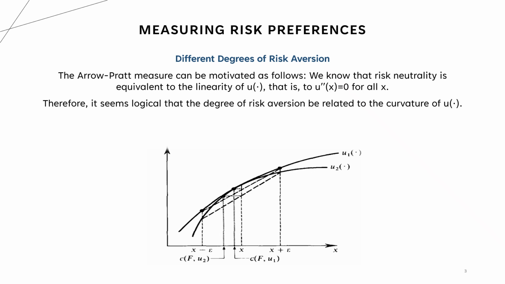Now let's look at how different levels of risk aversion are represented. So the Arrow-Pratt measure is tied to the curvature of a person's utility function. The more curved the function, the more risk averse the person is. This graph illustrates how the degree of risk aversion increases as the utility curve becomes steeper. So if the utility function is straight, the person is risk neutral, meaning they don't care about the risk, but as the curve becomes steeper, risk aversion increases. So this is key to understanding how people make decisions under uncertainty.